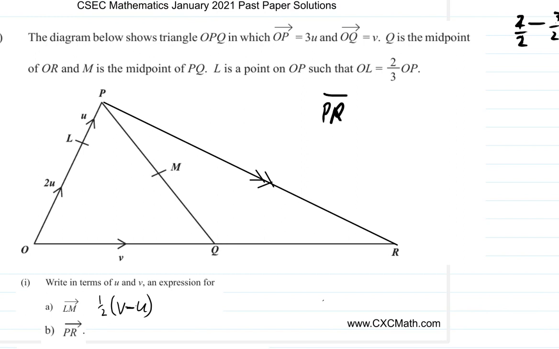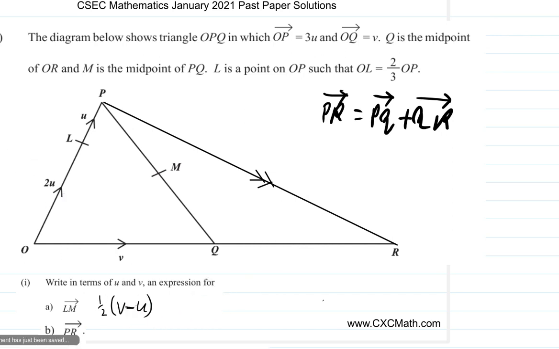Going from P to R, you end up in the same place if you go from P to Q, then Q to R. You see that? So now PR is the same thing as PQ plus QR. Pause the video and finish this for me. Alright, what did you get for PR?